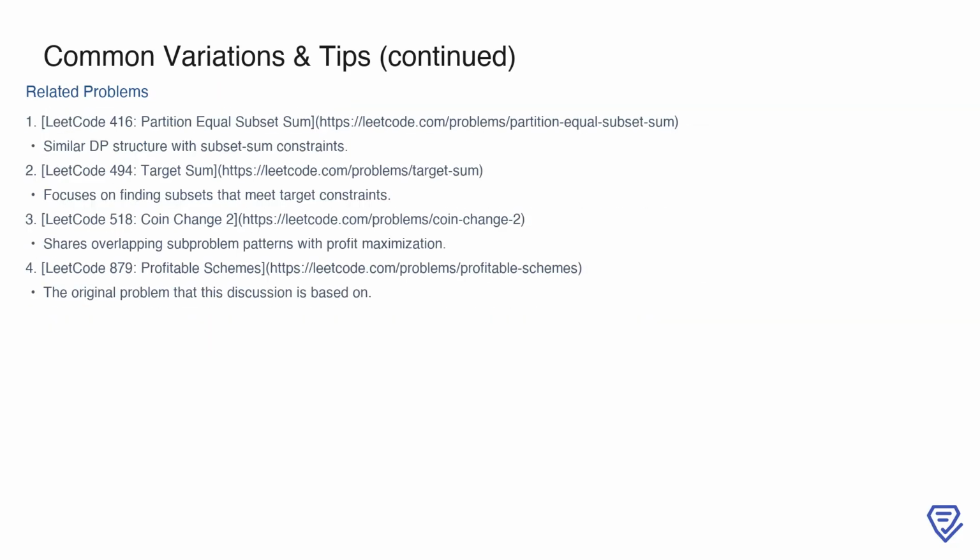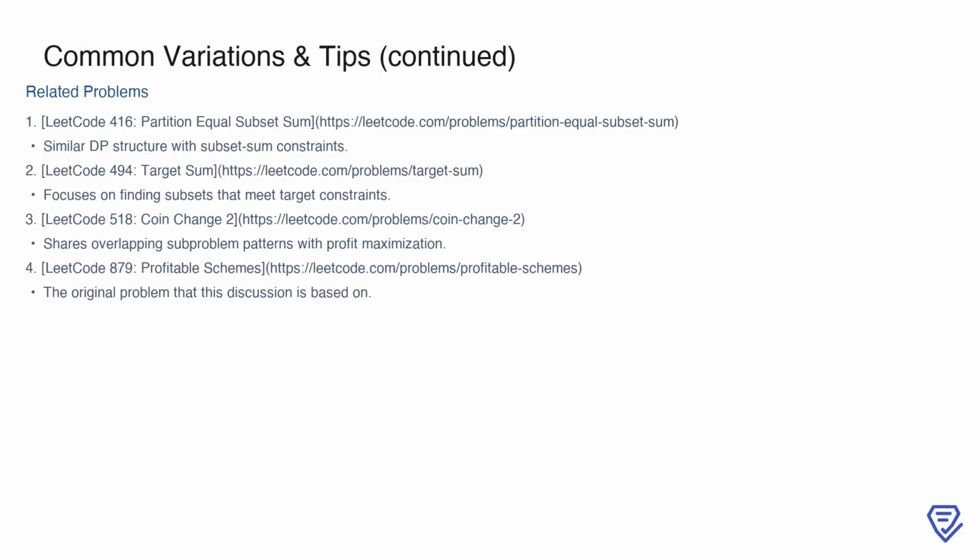This problem shares similarities with several other well-known dynamic programming problems. For example, LeetCode 416, Partition Equal Subset Sum, involves a similar DP structure with subset sum constraints, making it a great practice problem. LeetCode 494, Target Sum, is another related problem that focuses on finding subsets meeting target constraints, helping you refine your approach to balancing multiple conditions.